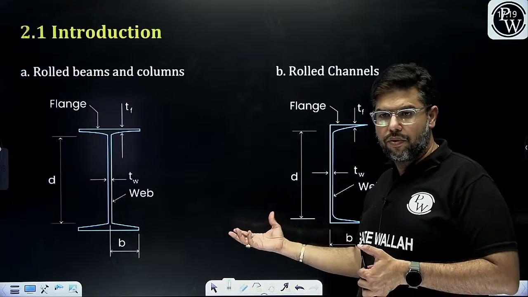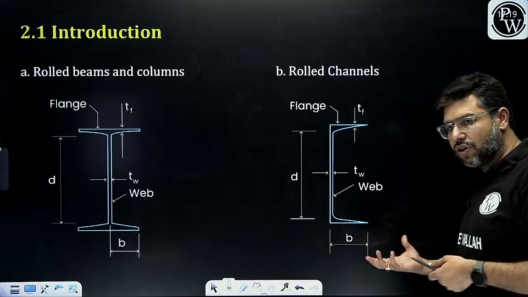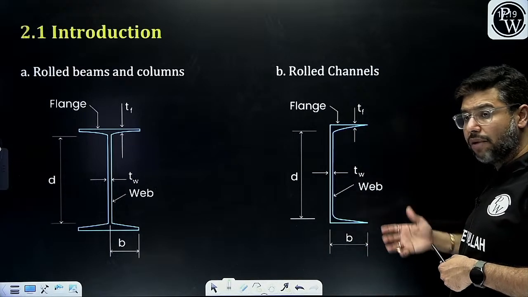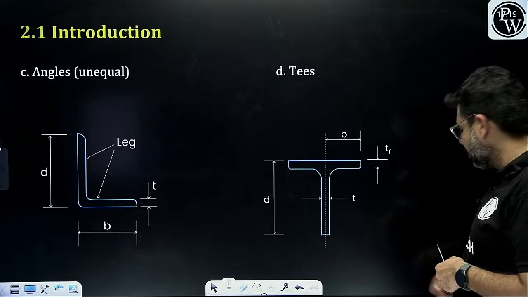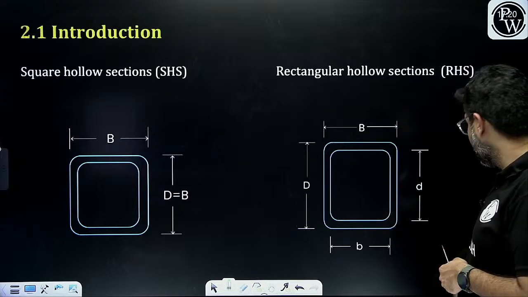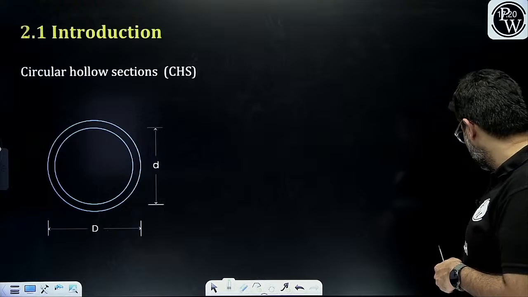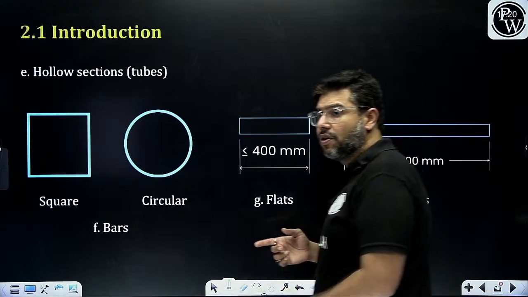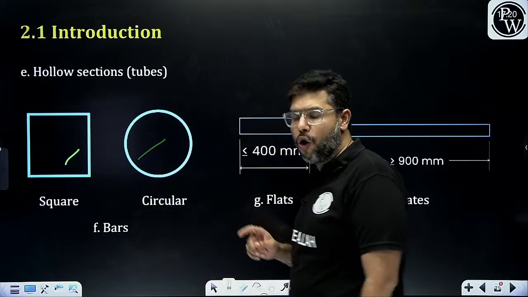A rolled beam can be used as a column also. This is an I section. You can have a rolled channel section, like an angle section, you might have seen it. This is the cross section I am showing you. Then you can have an angle section, a T section. Then you can have square hollow sections, rectangular hollow sections like this. Then you can have circular hollow sections, CHS. Then you can have hollow and solid tubes also, that is square tubes as well as circular hollow sections.